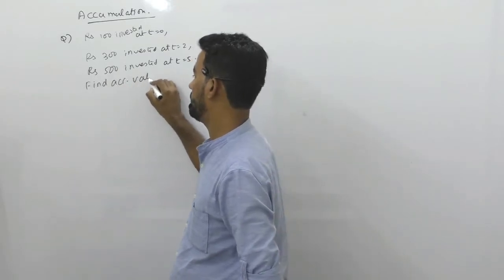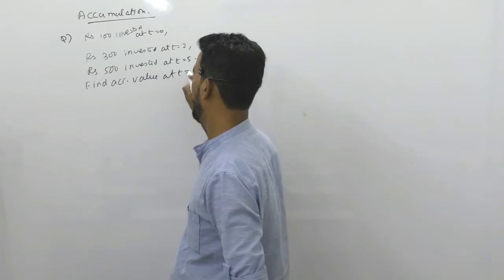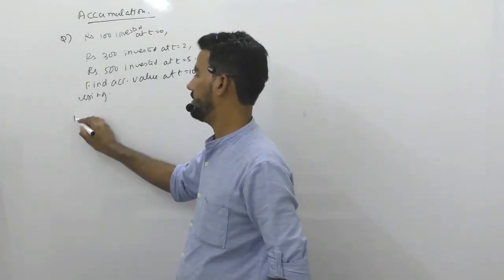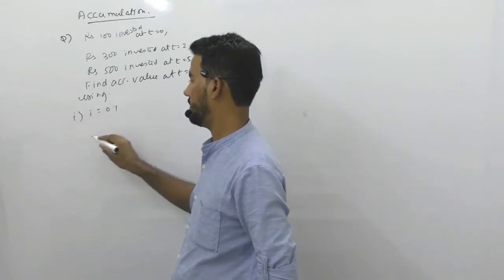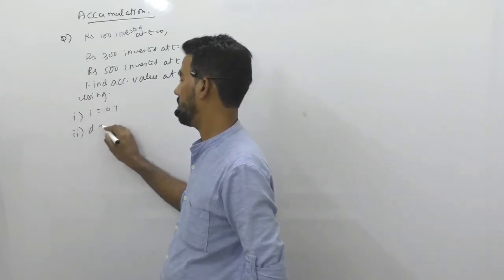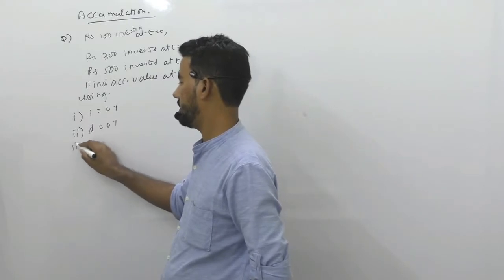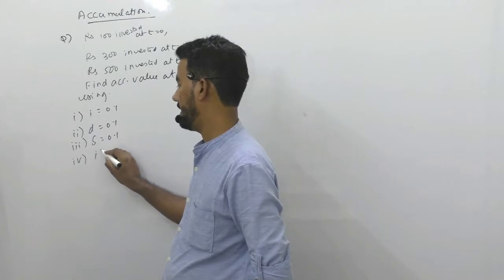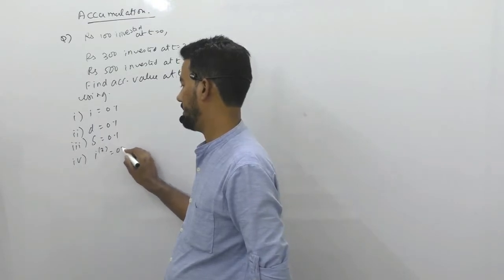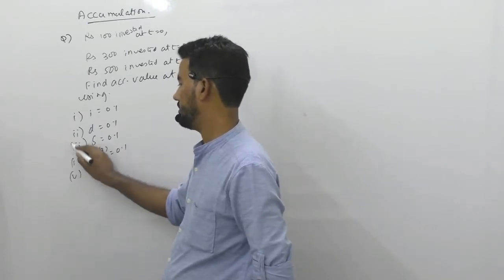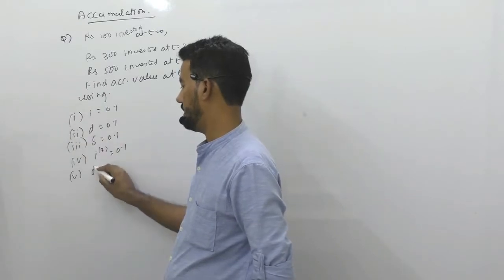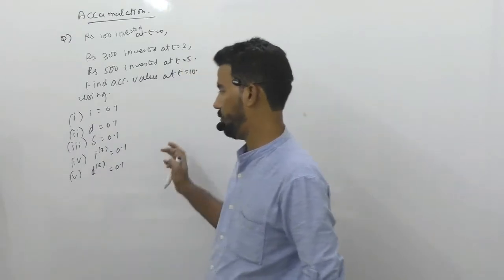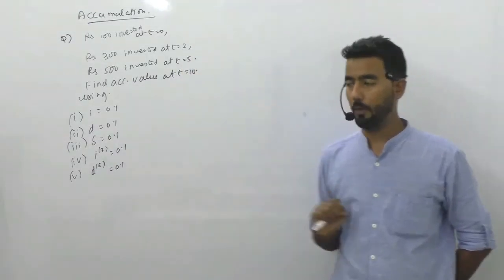accumulated value at time 10 using number 1, interest rate 10%, number 2, discount rate 10%, number 3, force of interest 10%, number 4, I3 10%, and number 5, B6 10%. And for force of interest as a function of time, we will solve one question for this.